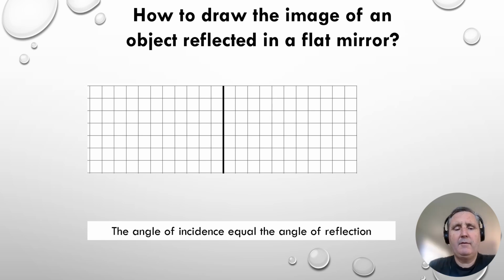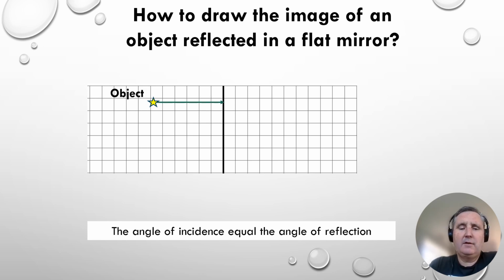So if you have a flat mirror and you want to draw the object that you see, you want to draw what the image looks like and where it will be placed, and we can use the law of reflection, which is if any light ray that's emitted from this object hits this mirror, it's going to bounce off at the same angle that it hit it in regards to the normal.